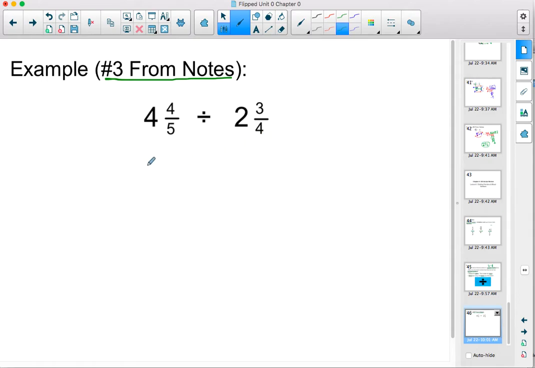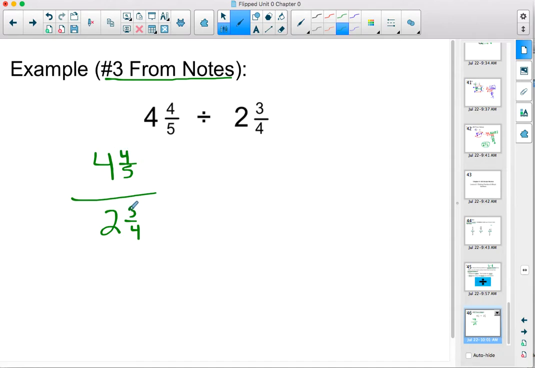The first thing we want to do is write this in complex fraction form. So our first number always goes on the top, 4 4/5, divided by 2 3/4. When I write my complex fractions, I like to make sure that middle bar stands out. I want it to be big and bold. I don't want anybody to have any questions about it. So I recommend you do the same thing.